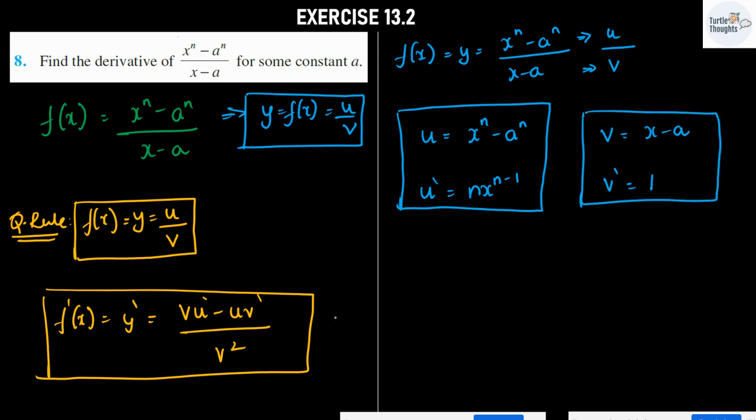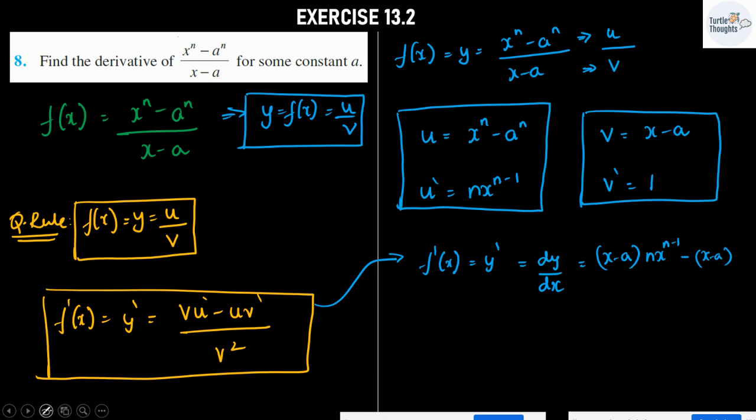Substituting the same in the quotient rule, I will be getting my answer f dash of x or y dash of x, basically the differential of y with respect to x, dy by dx. All these three mean one and the same, and it is going to be equal to v multiplied by u dash. v is x minus a multiplied by u dash, which is n x to the power n minus 1, minus v, which is x minus a, multiplied by v dash, sorry, u minus v dash, right?